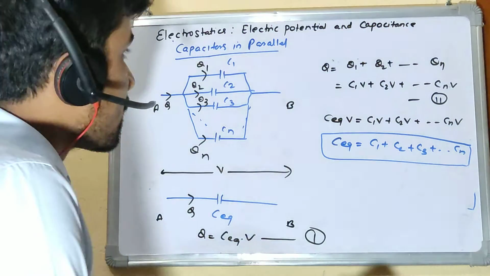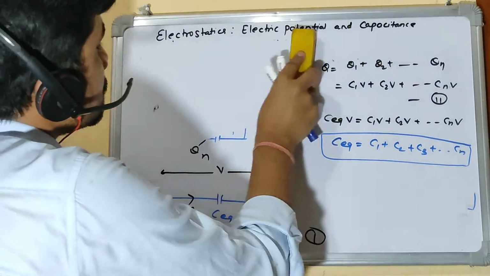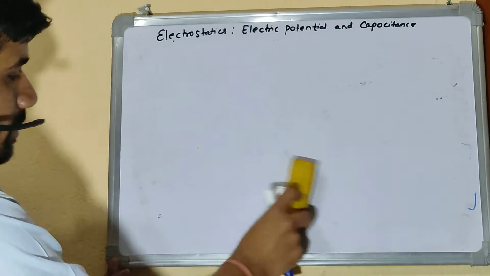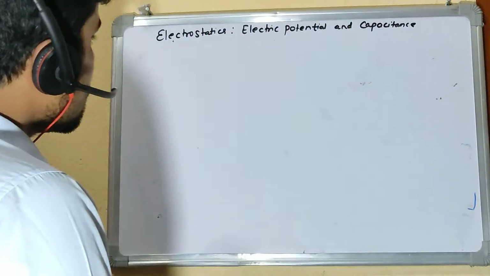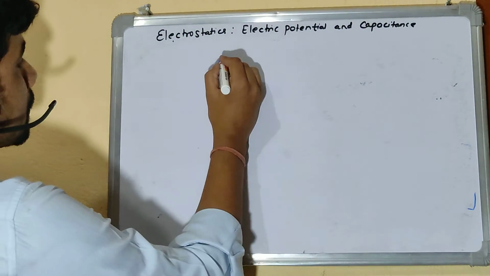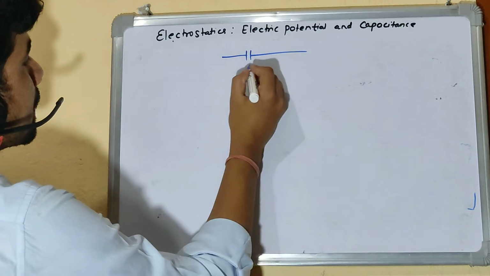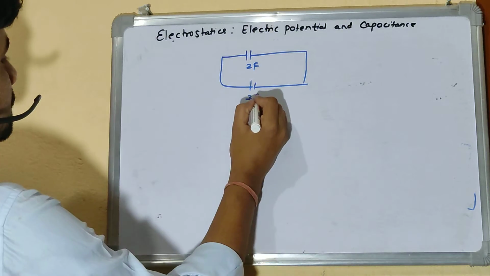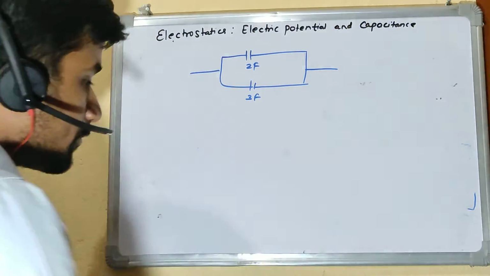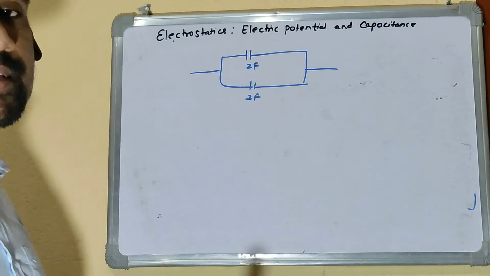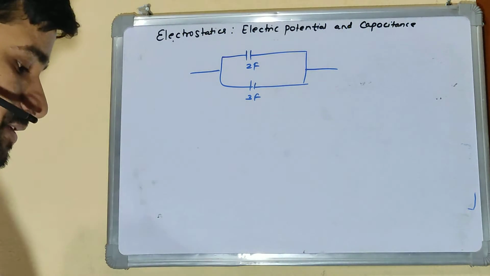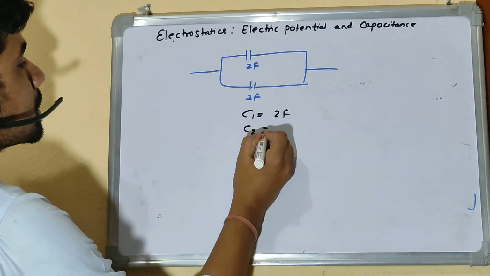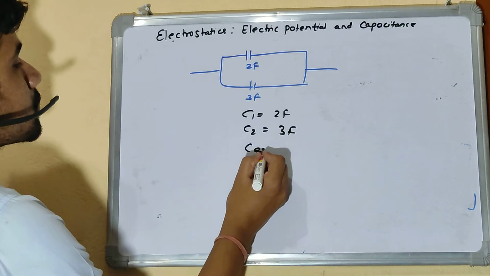Let's solve one example here. Let's say there is a system which has the same capacitors we took in parallel. So 2 farad and 3 farad are connected in parallel in a system. Now we need to find the net equivalent capacitance here. We know C1 is 2 farad, C2 is 3 farad, and C equivalent is what we need to find, right?